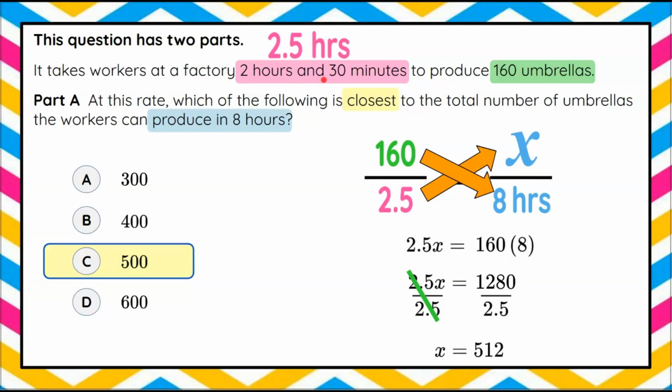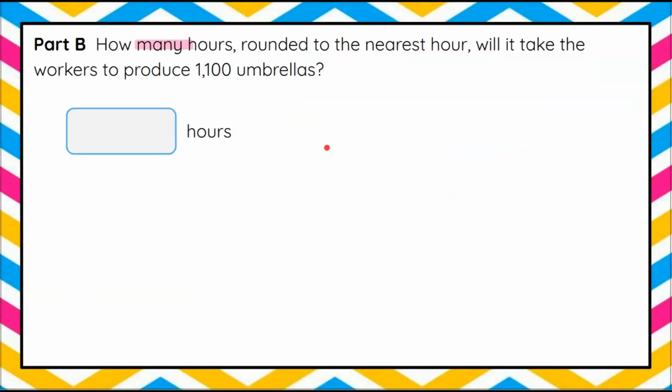All right, let's move on to part B, and we're asked how many hours, rounded to the nearest hour, will it take workers to produce 1,100 umbrellas? Here, I'd like you to pause, try this part B, and come back to see my work. Good luck. Welcome back. So again, how many hours, rounded to the nearest hour, will it take workers to produce 1,100 umbrellas?